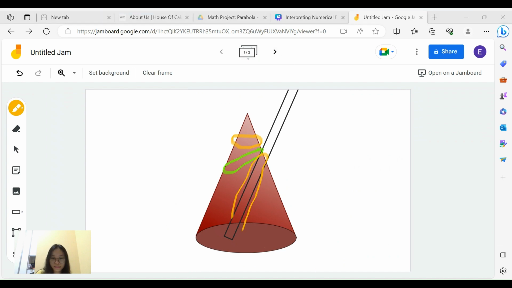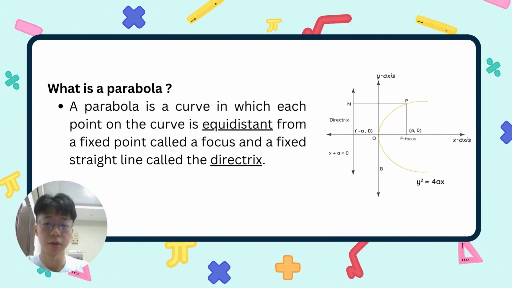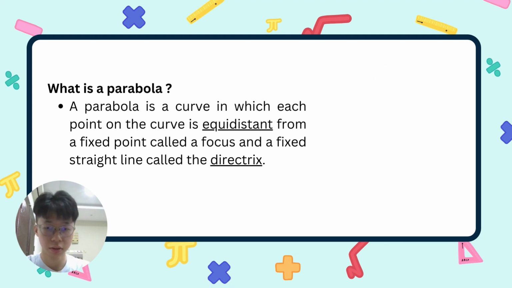So that's it from me. Right now, I'm going to be explaining what a parabola is. A parabola is a curve in which each point on the curve is an equal distance from a fixed point called the focus and a straight line called the directrix.